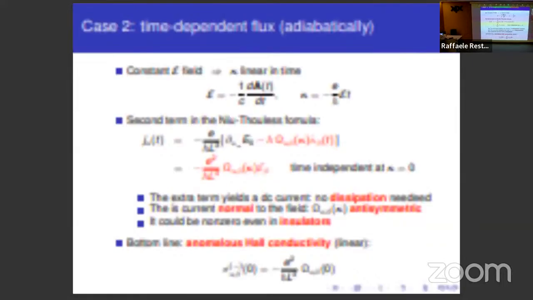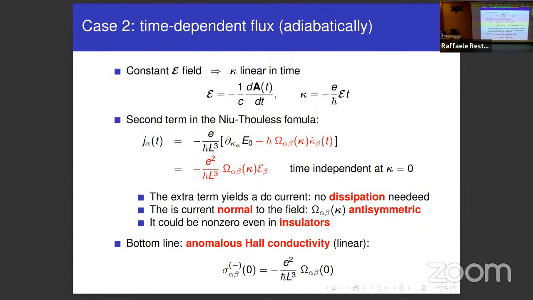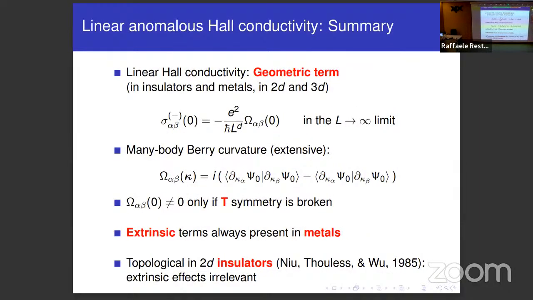So the final message is that the formula for the anomalous Hall conductivity tensor is simply the Berry curvature, which is extensive, divided by the volume and multiplied by a constant. This is only the geometric term. That is, in a metal, there are also other terms. This formula is valid in dimension D, which can be two or three, not only three. And when we take the large system limit, the conductivity at omega equals zero is equal to the Berry curvature at K equals zero, the flux.